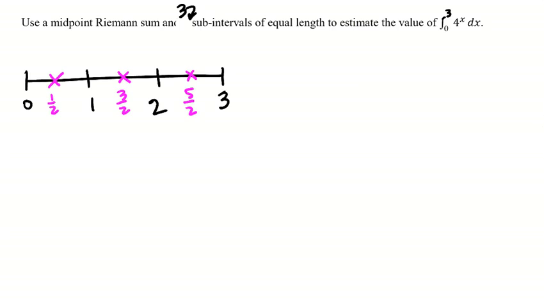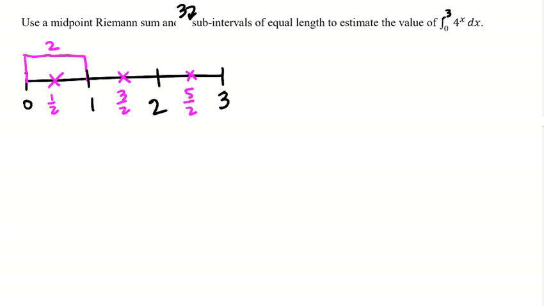So you could make a table of values also. You can make a bar graph. But either way, we're going to need to get some heights of these rectangles. So the height of the first rectangle is going to be f of 1/2, if f of x is 4 to the x. So 4 to the 1/2 power. What is 4 to the 1/2 power? 2, because it's the square root. So that has height 2.